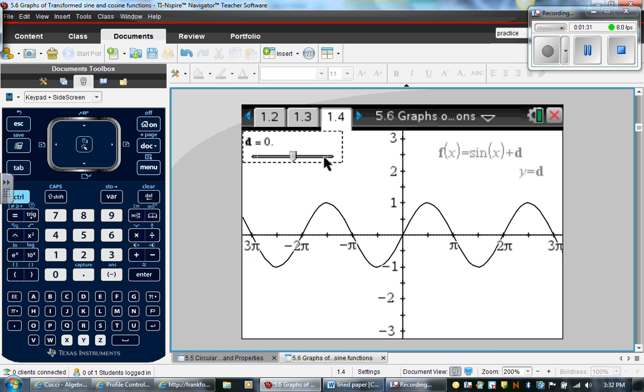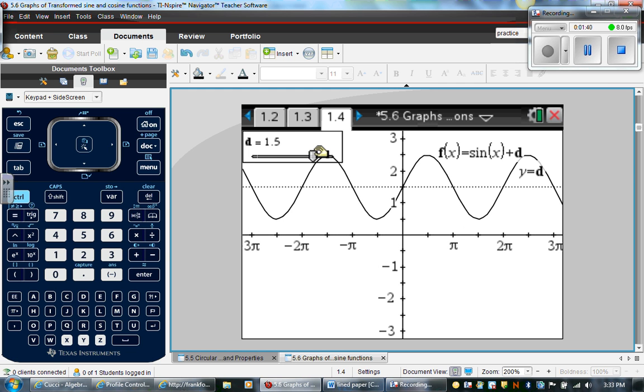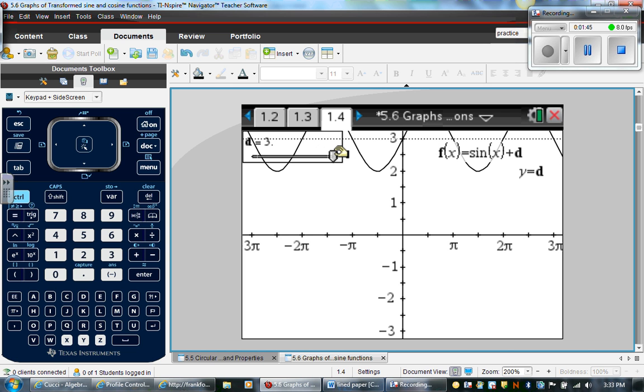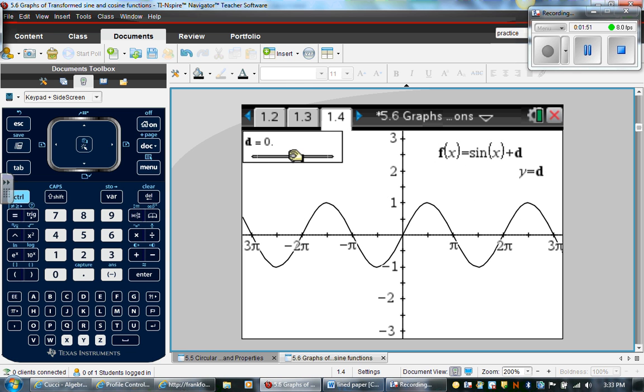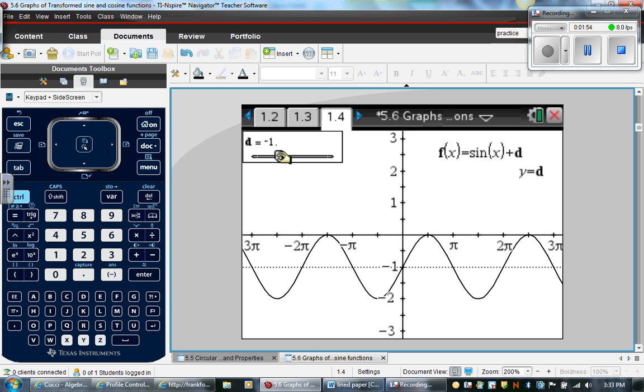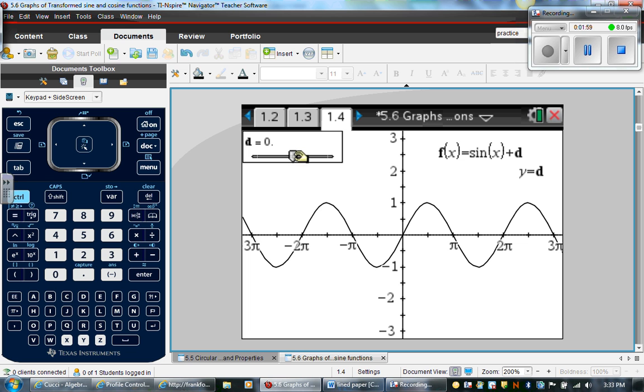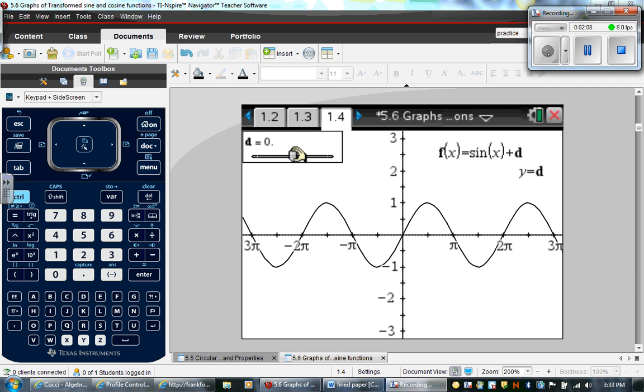All right, so what we're going to do is take this slider and grab it and move it. And what do you notice that happens as we move this slider? d is 2. What's happening? 2.5, 3. What's happening to my sine function? Okay, and if I go in the opposite direction, when d becomes negative 1, negative 2, negative 3, how is this function changing? So I want you to take a minute. I want you to play with it a little bit more and come up with a conjecture as to what d does to my function.